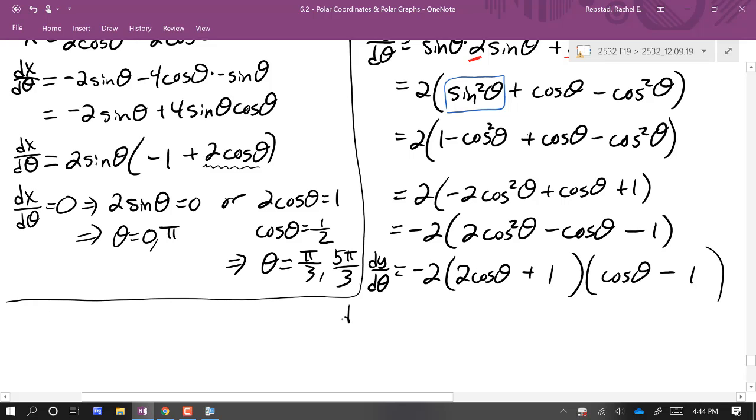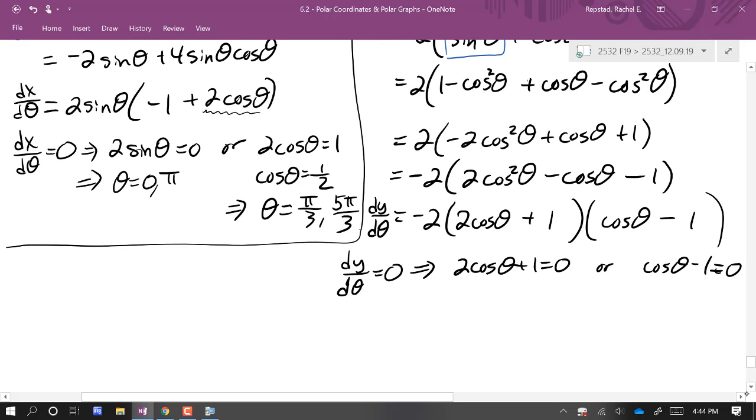So if we set dy d theta equal to 0, that means we just have to set each of these factors equal to 0. So 2 cosine theta plus 1 equals 0, or cosine theta minus 1 equals 0. That'll get us values for cosine, which can get us values for theta. So for the first one, this means cosine theta has to be negative 1/2. And over here, cosine theta is positive 1.